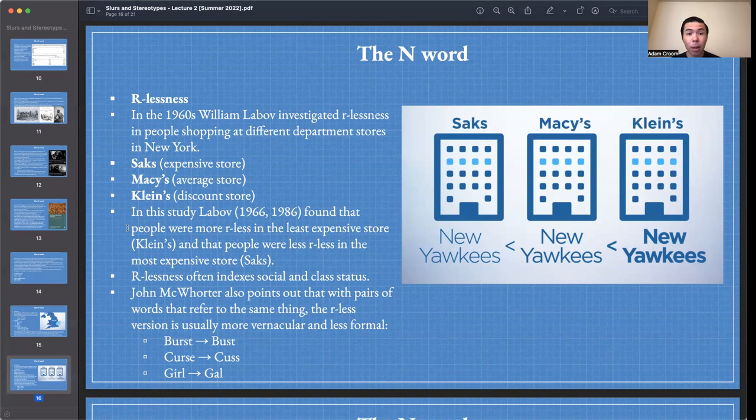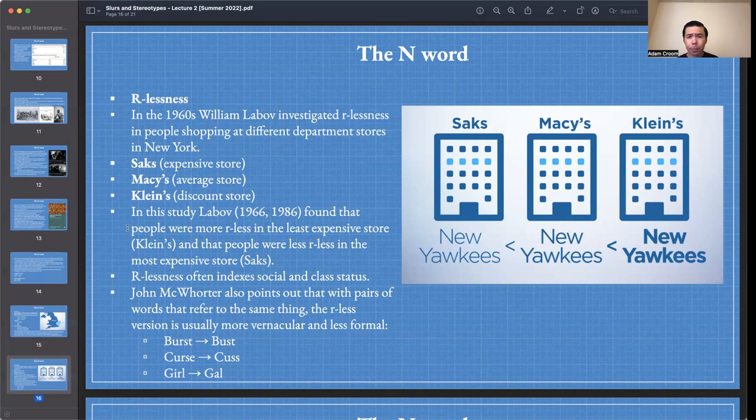In this study, Labov wanted to investigate R-lessness in these different department stores, right? You might wonder, okay, well, if R-lessness might be used to index social group, then maybe there's a different usage of R-lessness in shoppers at the most expensive stores versus shoppers at the least expensive stores, right? And so that was sort of the hypothesis Labov had. And so he wanted to investigate this.